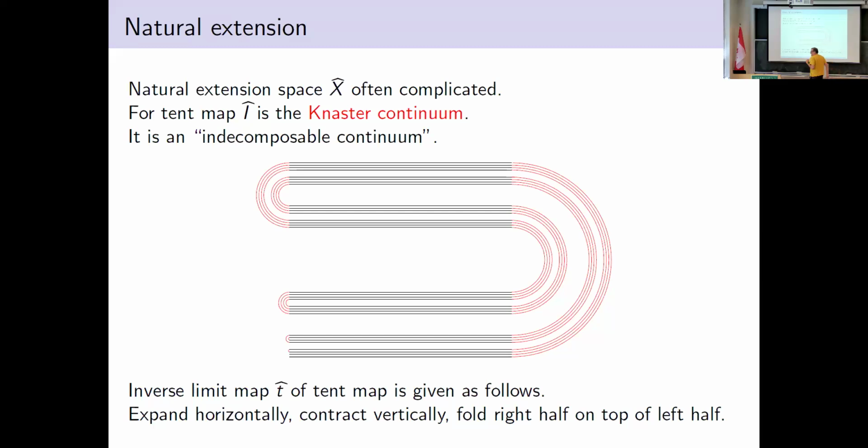And so what is the natural extension map, or the inverse limit map, on this cluster continuum? It's like this. You contract in this direction, you expand in this direction, and then you fold it back. That is the natural extension map. And if you restrict to, let's say, the x coordinate, that is again the tent map.